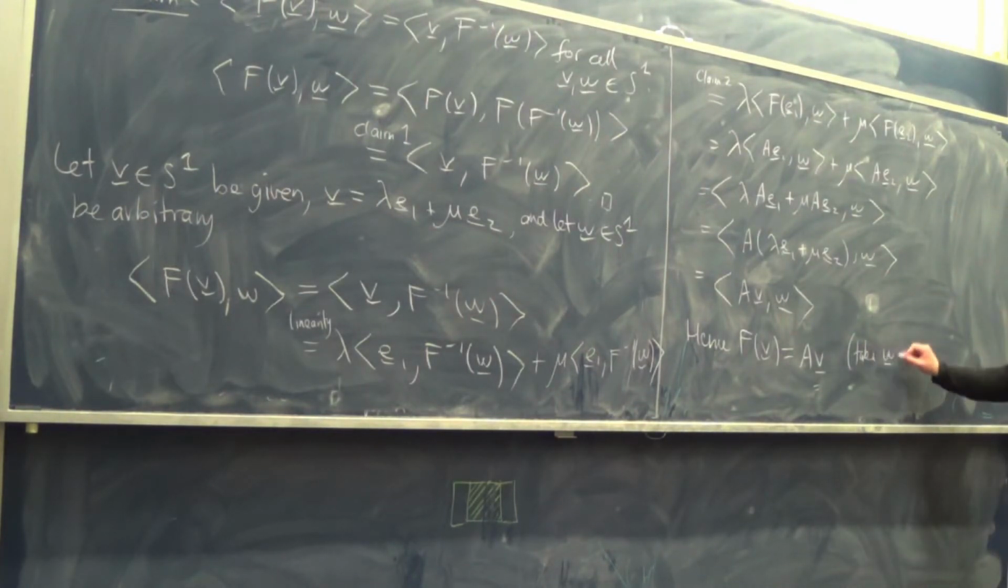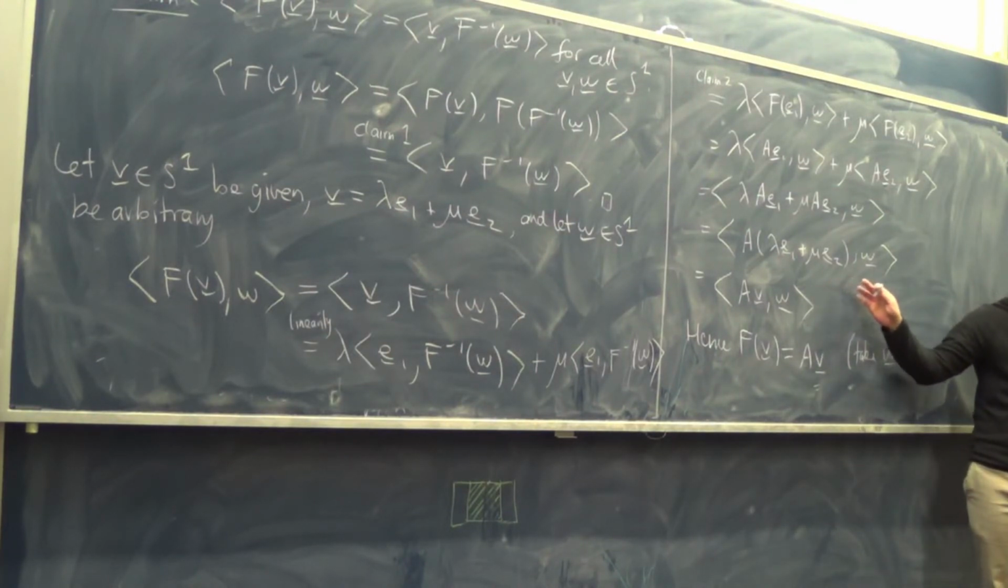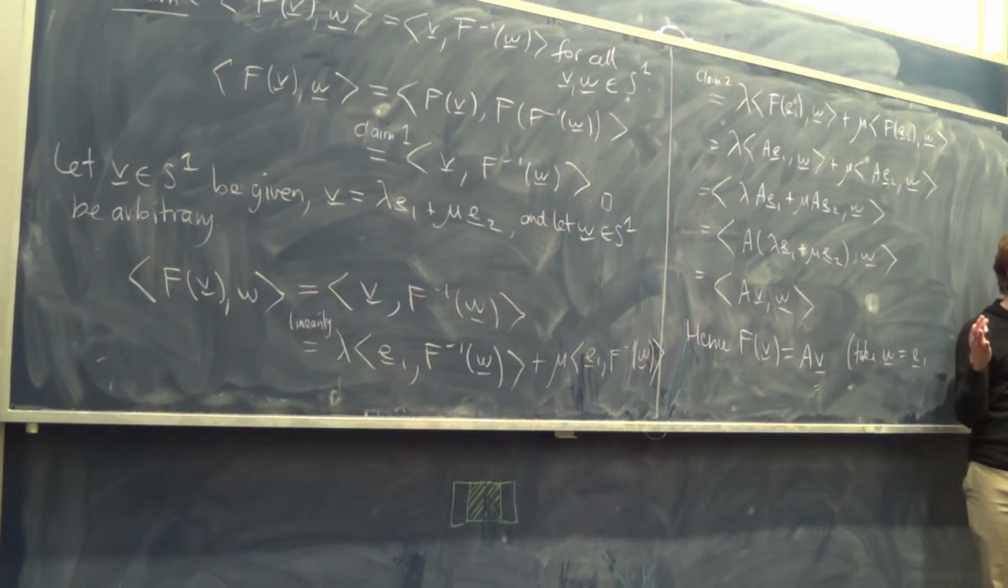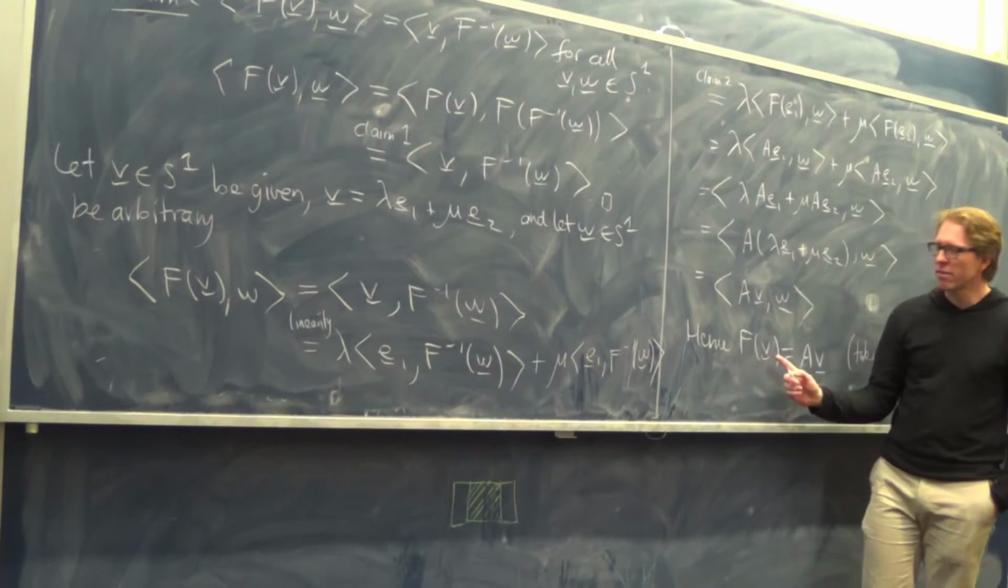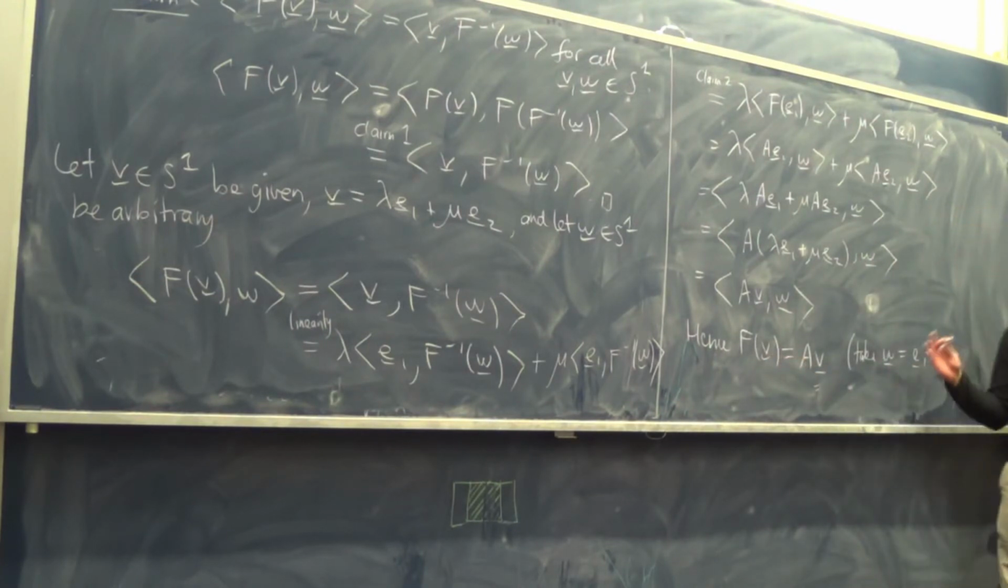Well, we can just take W to be E1. Read this identity for E1. What happens when you take the dot product with E1? You read off the first coefficient of the vector. So FV and AV are some vectors. You pair them with E1, you read off the first coefficient, and they have the same first coefficient by this equality. And doing the same with E2 will show you that the second coefficients are the same. So they're the same vector.